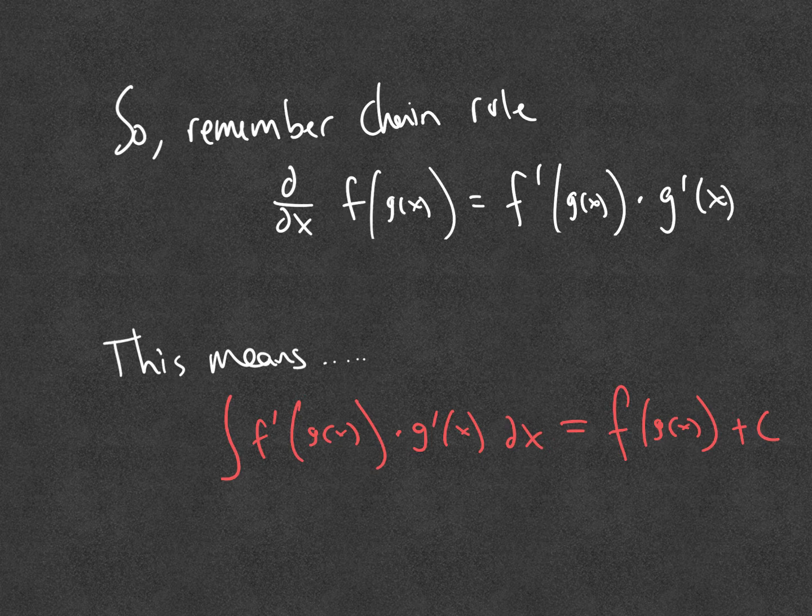The key thing we're going to focus on is this idea that there's an inside function like g of x, and its derivative is hanging out on the outside here, g prime of x. We're going to look for that in these next couple problems.